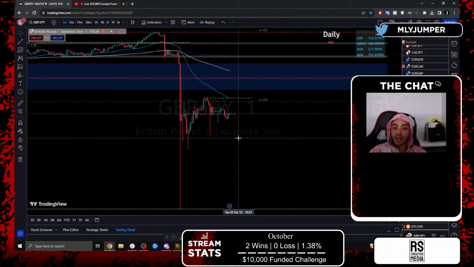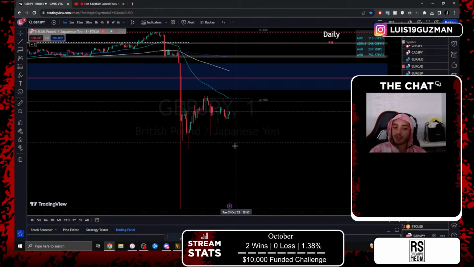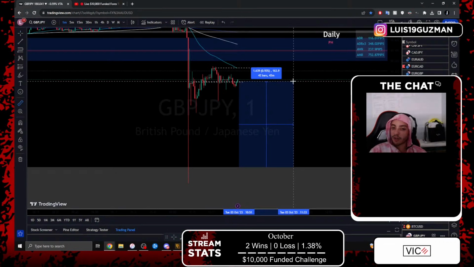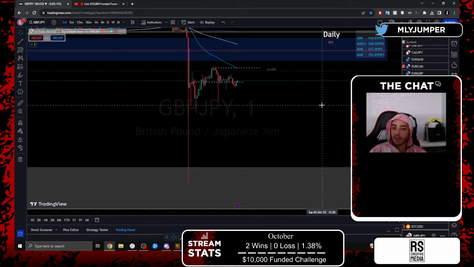So we're just waiting now for the consistency. We're waiting to see a change of character, and then after the change of character we want to see a break of structure, and then that'll be the entry for us to continue to go up. That'll be the safest entry for this one. But again, if you caught this entry down here, from where price is at now, you have 163 pips of, you're letting price breathe, if that makes any sense. You know what I mean?